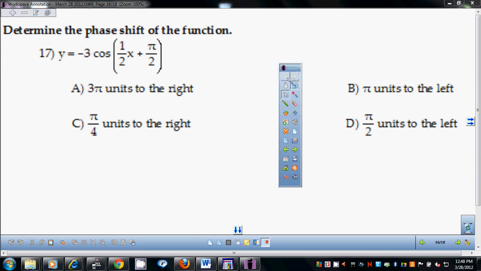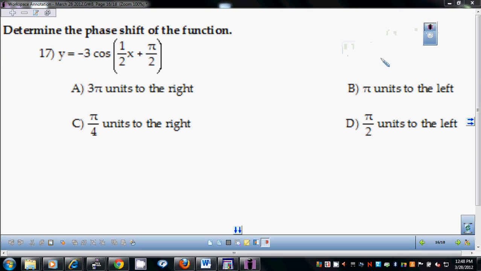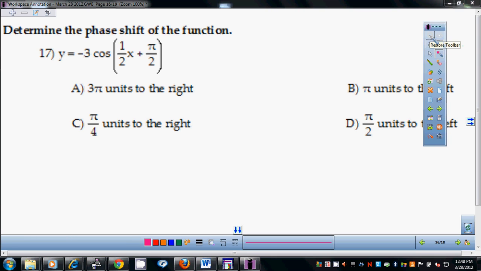Phase shift. That's awful. What's happening? We're having too much fun here. Okay. Oh. Anyway, phase shift.